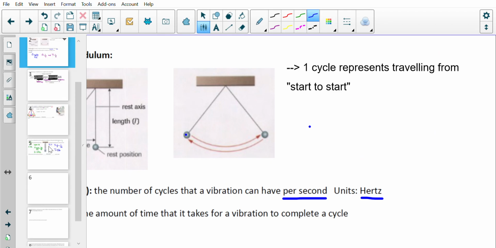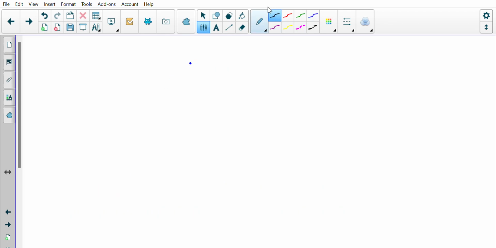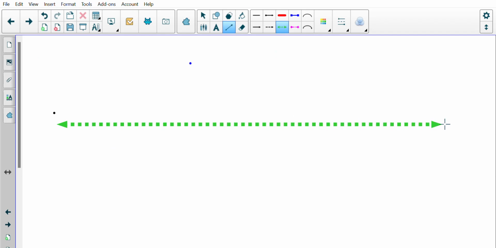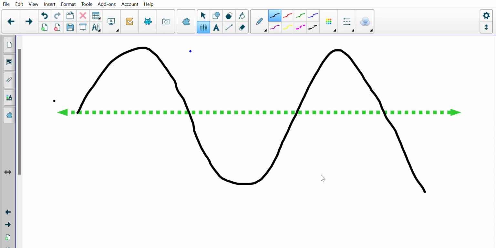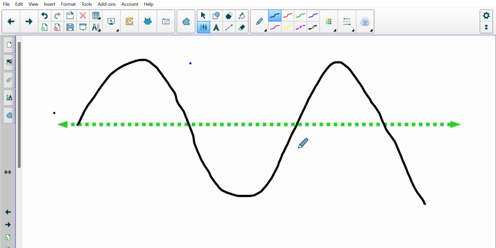Just give me a second here. All right, so we got a wave. And let's see, I'm going to draw a resting position in here of a line. There we go, there's our resting position. I'm going to draw our wave in here. I'm going to do my best. Let's see here. Up and down and up and down. There we go. So there's a wave for you. The best wave I got.